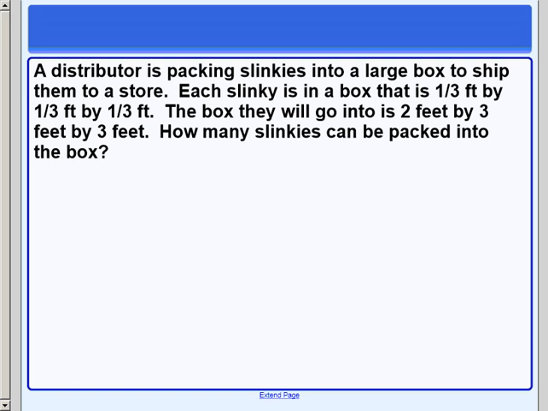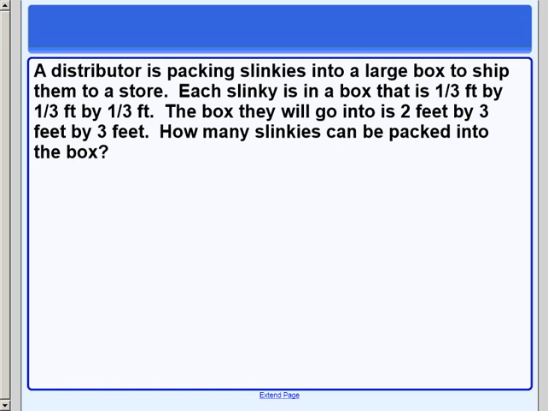All right, let's take a look at this one. A distributor is packing Slinkies into a large box to ship them to a store. Each Slinky is in a box that is 1/3 of a foot by 1/3 of a foot by 1/3 of a foot. The box they will go into is 2 feet by 3 feet by 3 feet. How many Slinkies can be packed into the box?